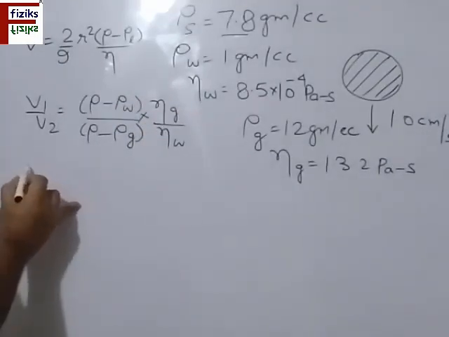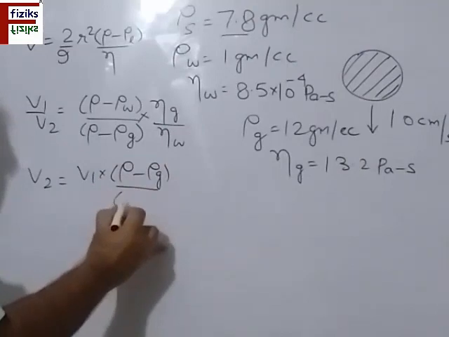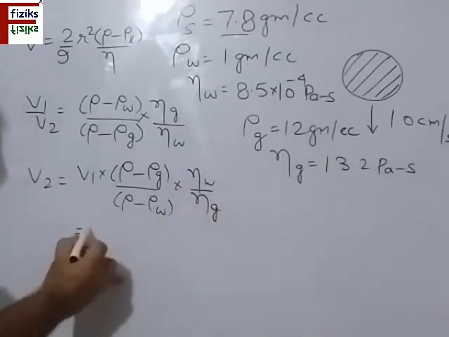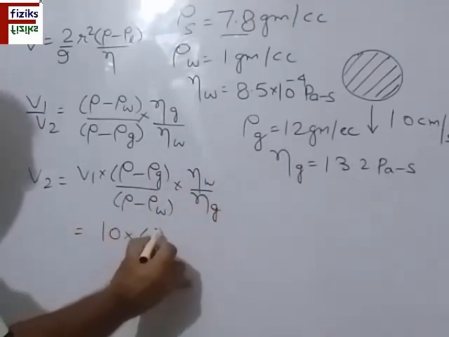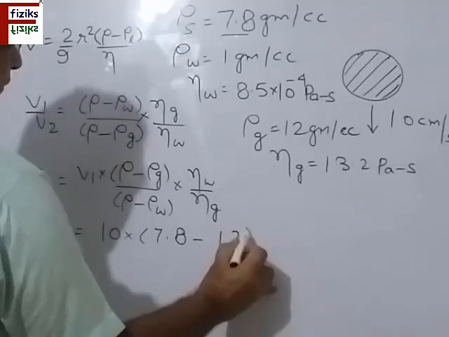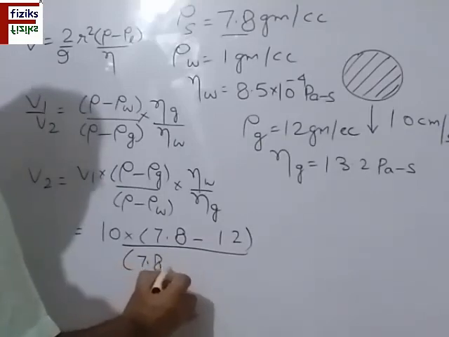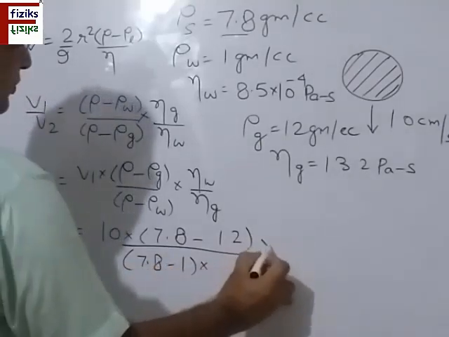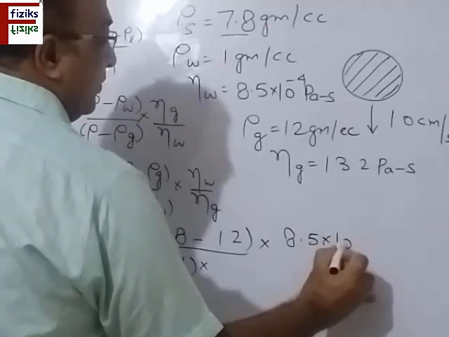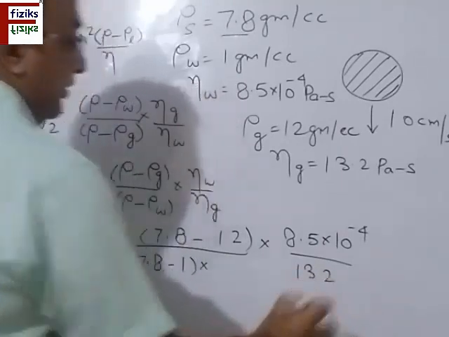So putting the values in this, V2 is V1 into (rho minus rho G) by (rho minus rho W) into eta W by eta G. Just put the values in this: 10 centimeter per second, 7.8 minus density of glycerin, which is 12, divided by density 7.8 of steel minus density of water, into viscosity of water, which is 8.5 into 10 to the power minus 4, divided by glycerin viscosity 13.2.